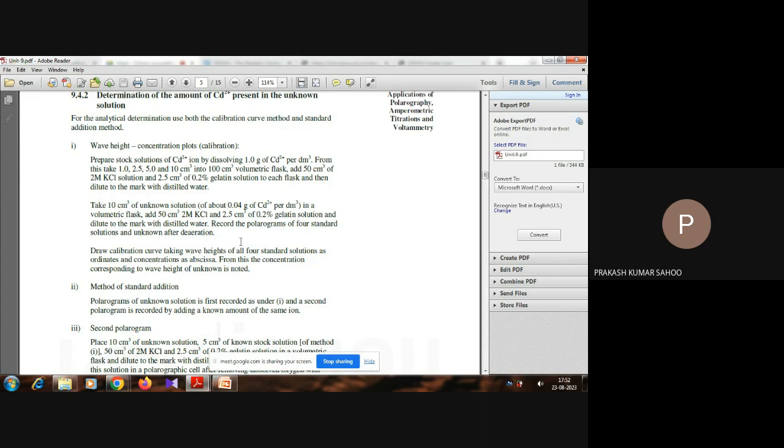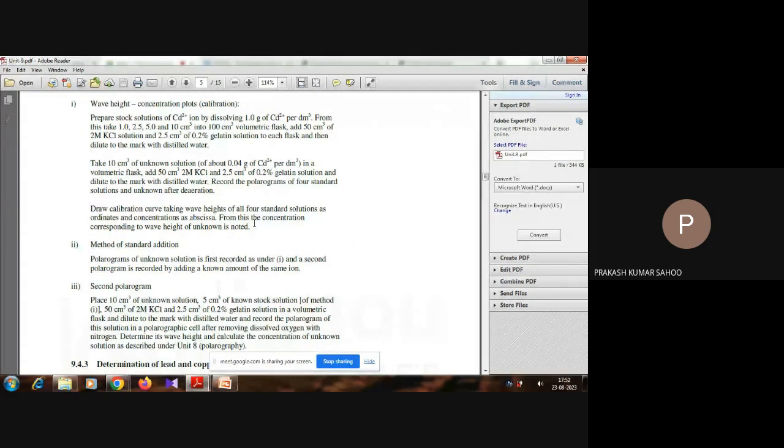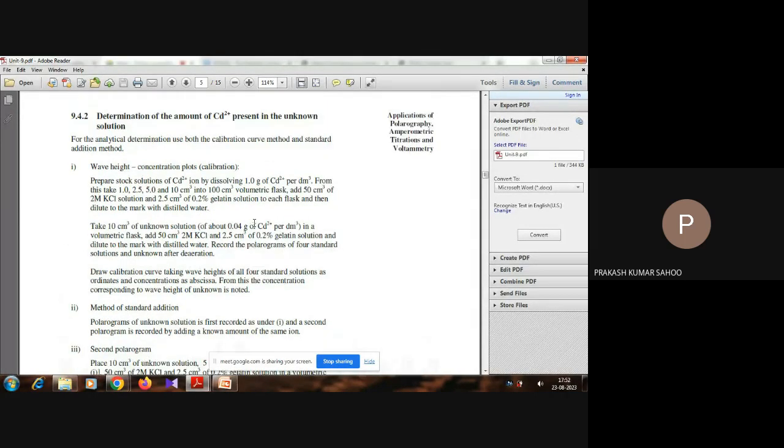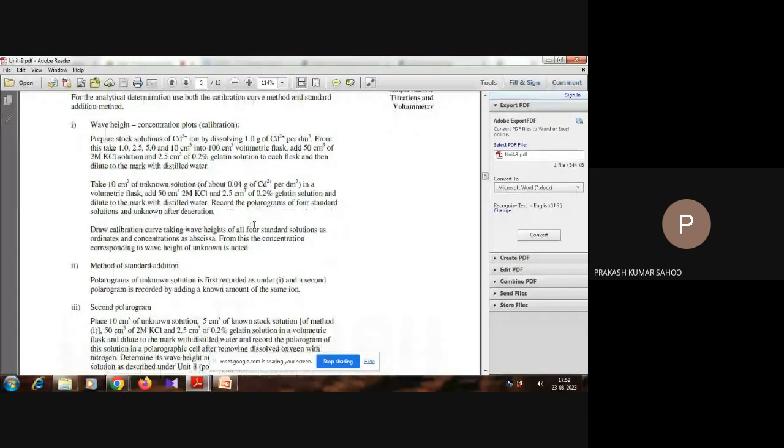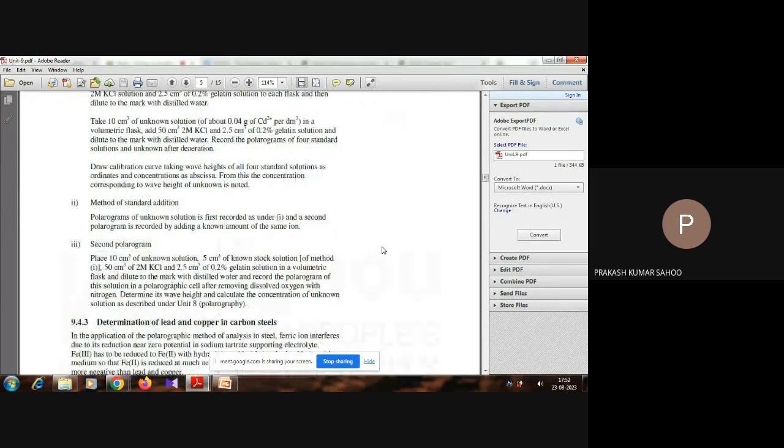Just go through these: the preparation of the standard solution, and how to prepare the supporting electrolyte. After preparation of the respective solutions, we may go for the polarograph, and from the polarograph we are able to determine the E half. Then after determination of E half, the amount or concentration of cadmium in the solution can be determined. Here it is written, draw the calibration curve. The curve of the polarograph can be plotted for the wave height of all four standards.